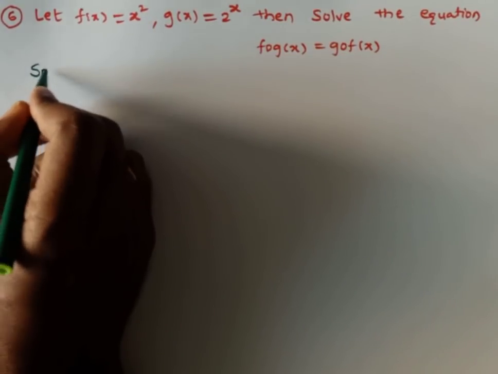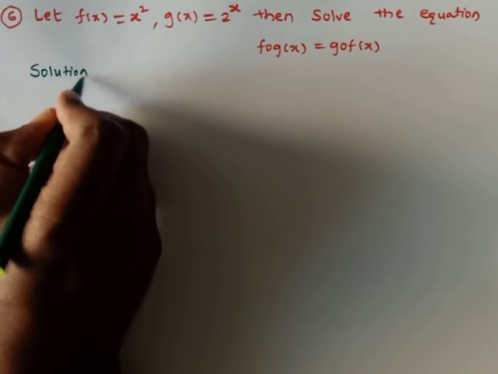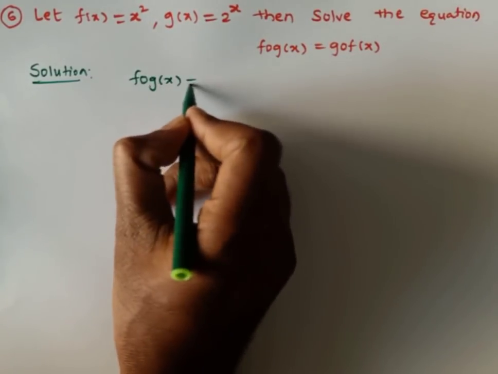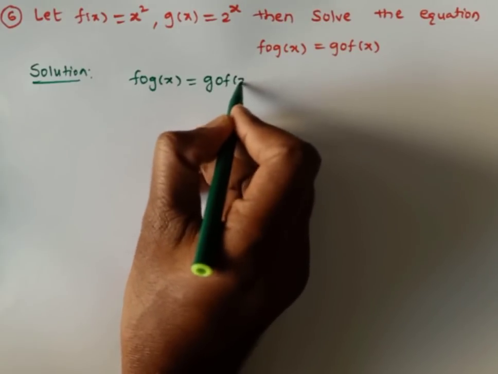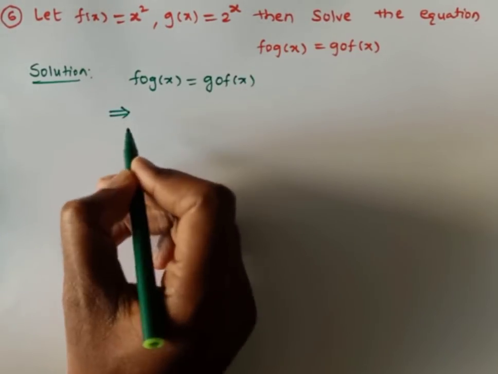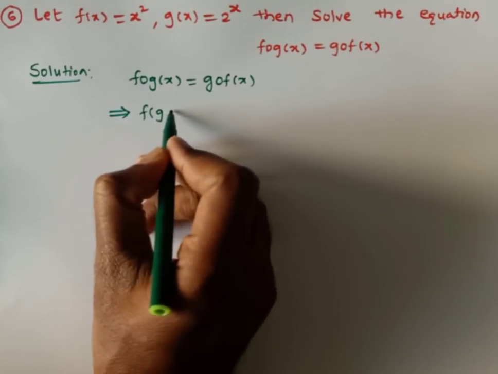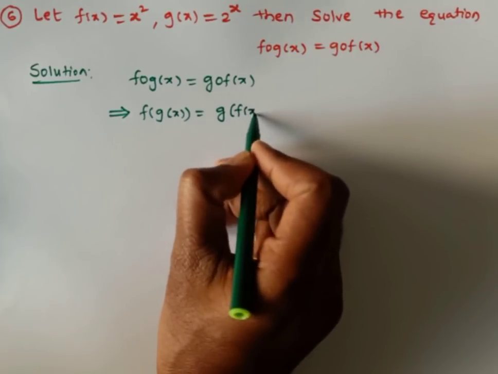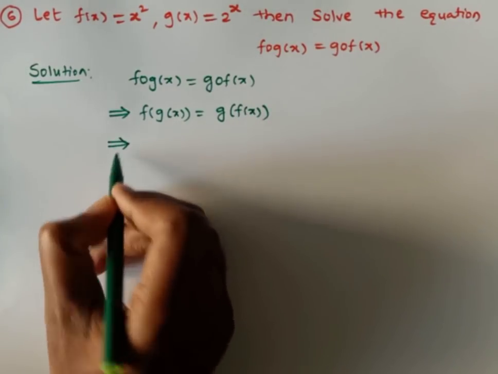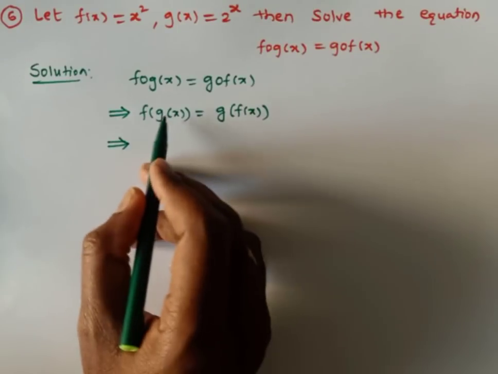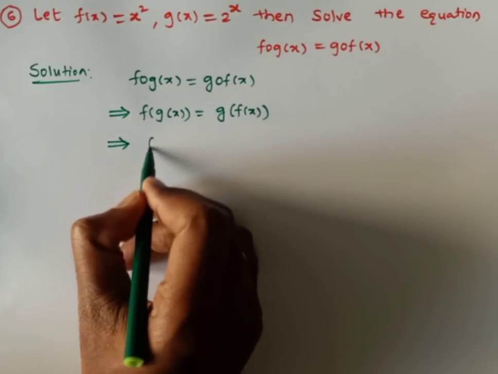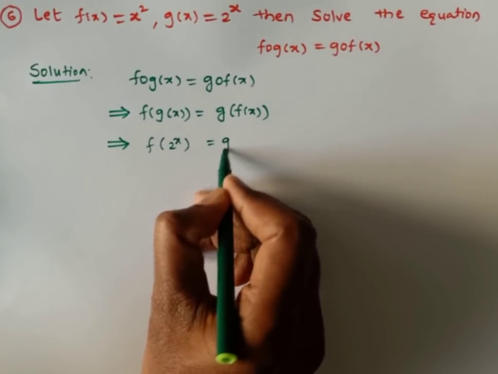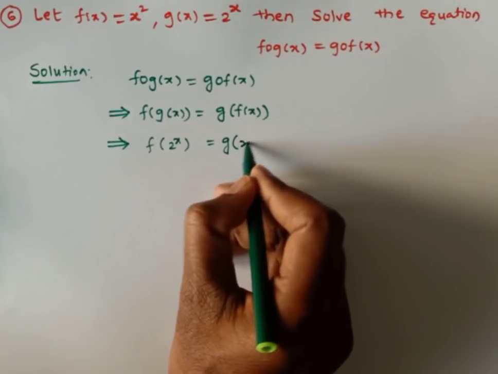Now see the solution for this. Here one relation is given, that is, given that f compose g of x is equal to g compose f of x, and by the definition of composition we can express this as f of g of x is the same as g of f of x, right? Now simplify both the expressions on left and right. So here this is f of, what is g of x? 2 to the power of x is equal to g of, what is f of x? X square.